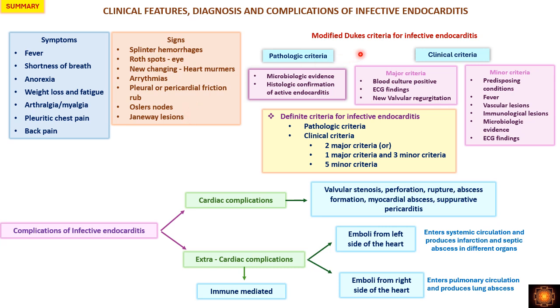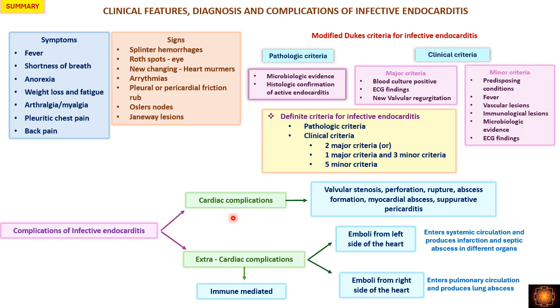Then the criteria for the diagnosis, we call it the modified Duke's criteria. In that we have pathologic criteria and clinical criteria. Pathologic is microbiological evidence and histological confirmation. In the clinical criteria, we have major and minor. Major: blood cultures positive 12 hours apart, ECG findings and new regurgitations. Minor: predisposing conditions, heart lesions, then fever, vascular lesions, immunological lesions, microbiologic evidence, single culture positive, and ECG findings. So we give a definitive diagnosis of infective endocarditis when the patient has pathologic criteria, and in the clinical criteria two major criteria, or one major and three minor criteria, or five minor criteria. Only then do we give the definite diagnosis.